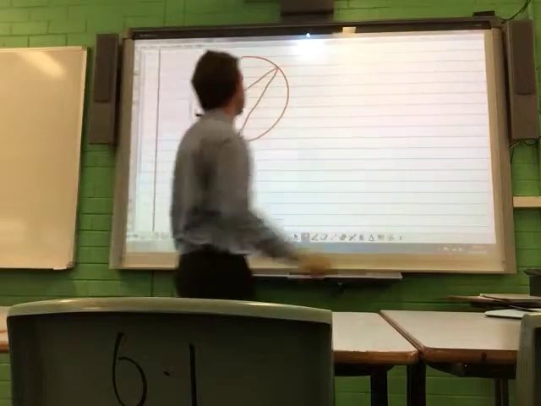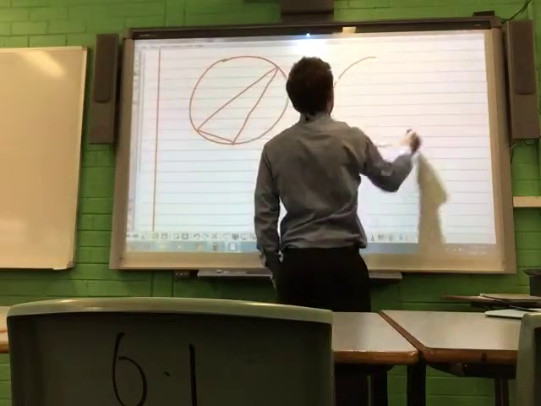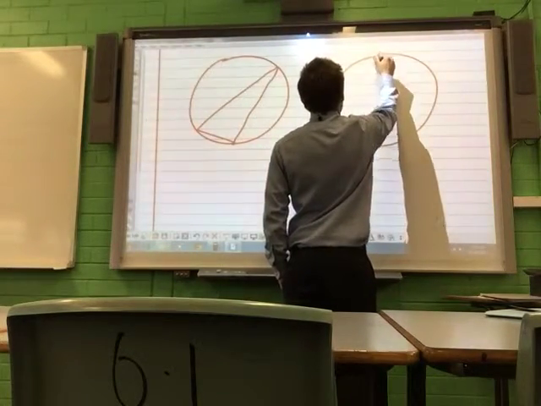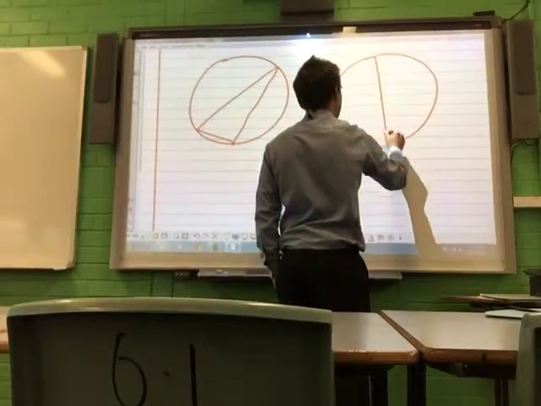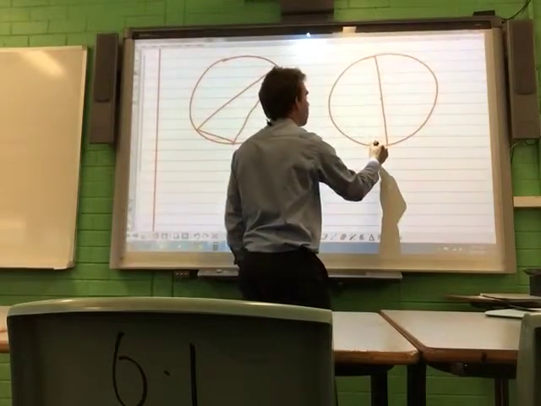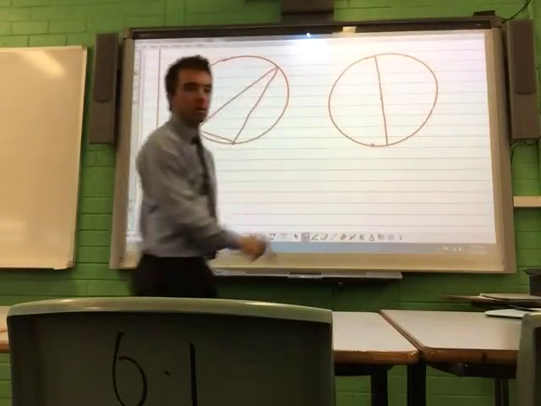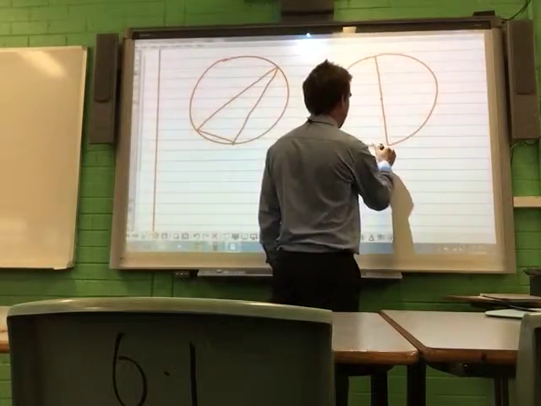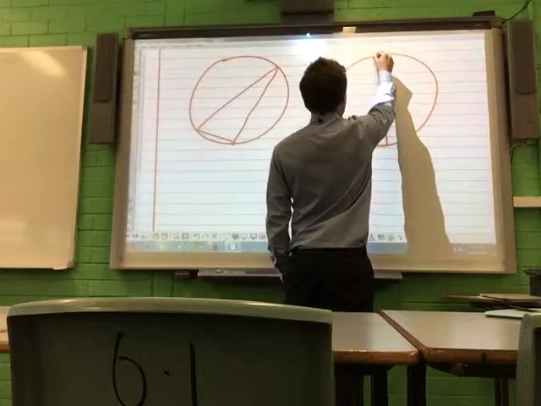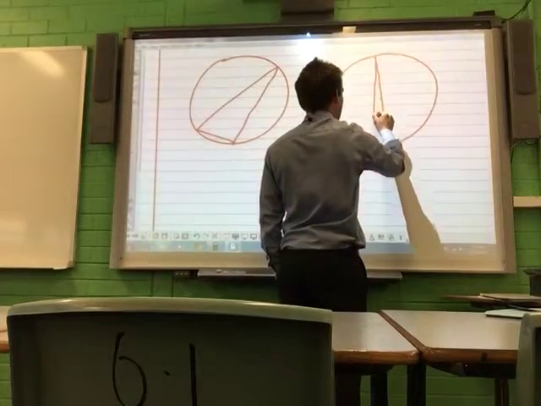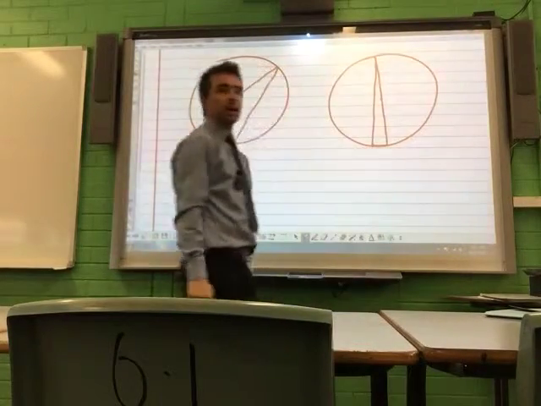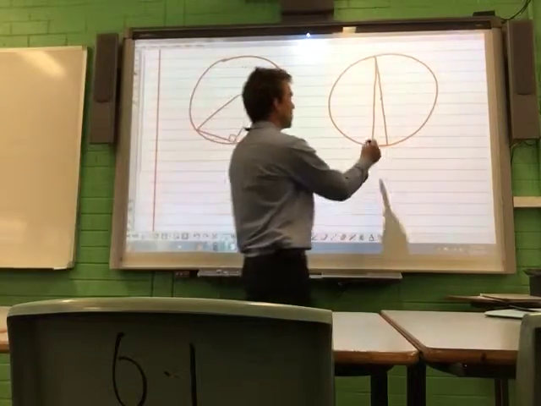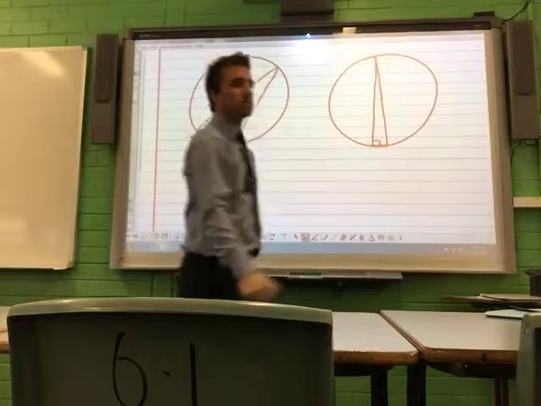Right, have another go. Draw another circle. Center point. Do a diameter. Pick a point on the circumference, not too close. And then join them up with the diameter. Okay, so what we're about to show is these two angles here are right angles.